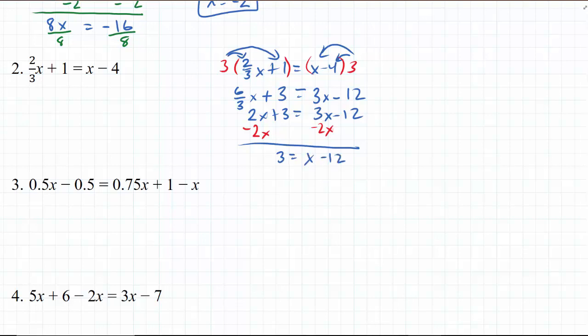And to get rid of this minus 12, because I want the x by itself, I'm going to add 12, and I end up with x equals 15, or 15 equals x, I should have said.